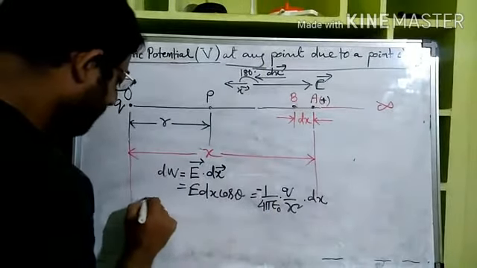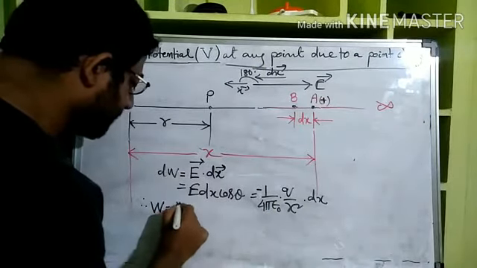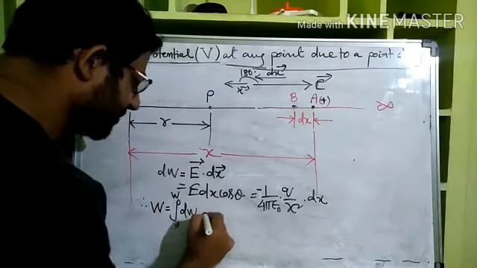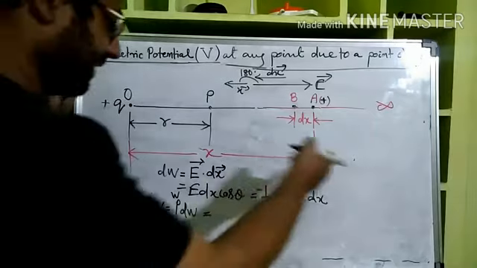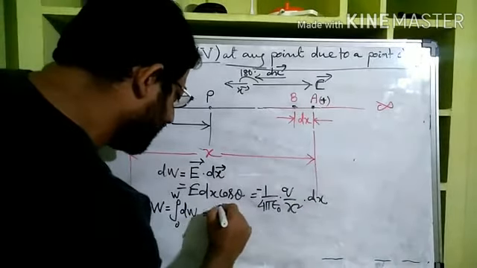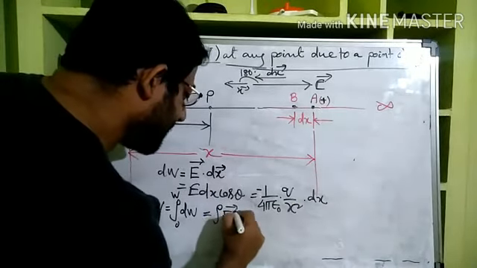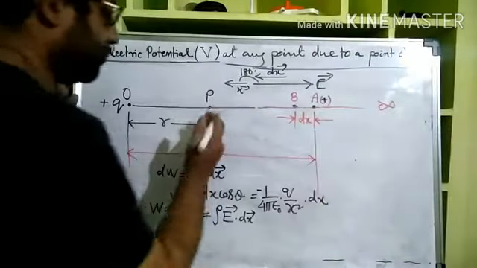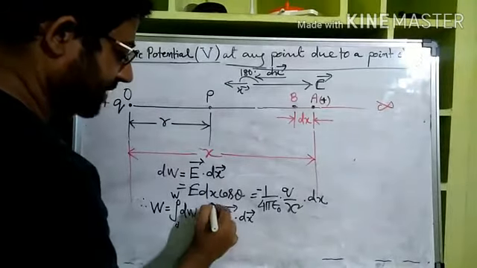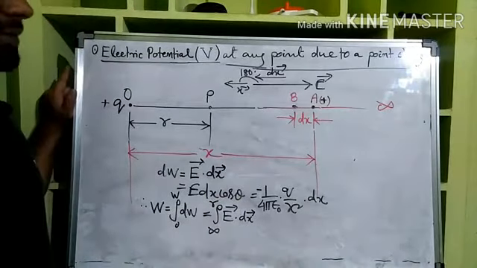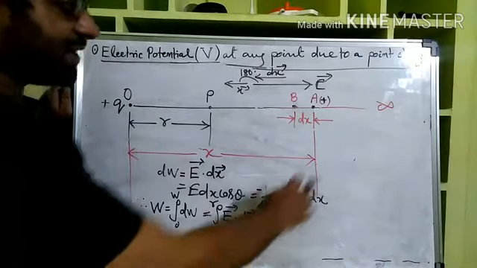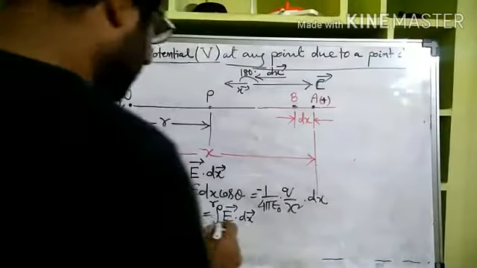So therefore the total work done is equal to integration of dw from 0 to some w. This is the mathematical style of writing, but this is integration of E dot dx within what to what? Infinity to r. Is it clear to everybody? From here, is it visible? From here I am writing it here. From here I am continuing.